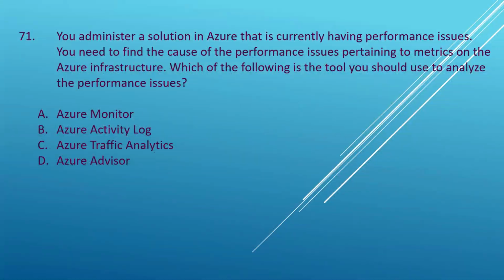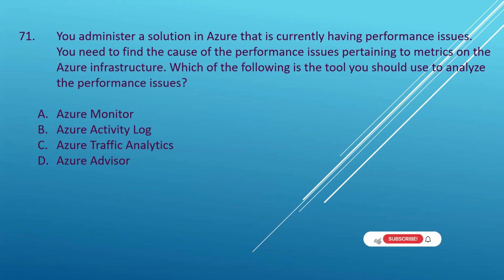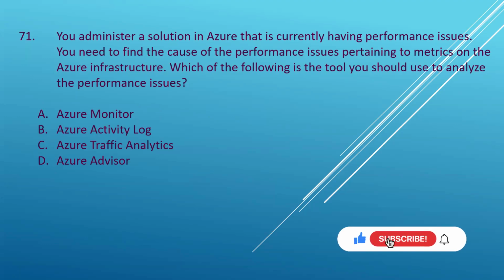You administer a solution in Azure that is currently having performance issues. You need to find the cause of the performance issues pertaining to metrics on the Azure infrastructure. Which of the following is the tool you should use to analyze the performance issues? So your infrastructure is having issues. The infrastructure is hosted on Azure, and you need to find which tool you can use to analyze these performance issues. Your options are Azure Monitor, Azure Activity Log, Azure Traffic Analytics, Azure Advisor.